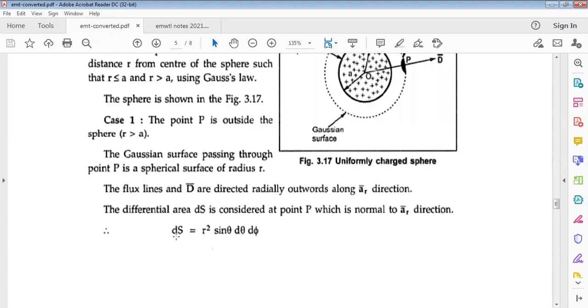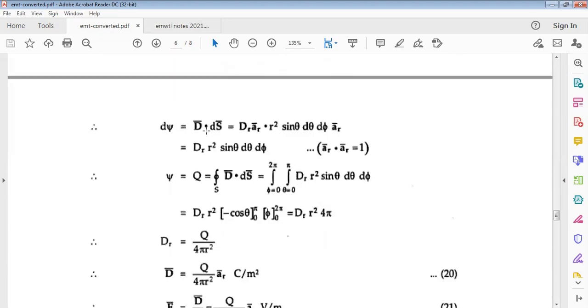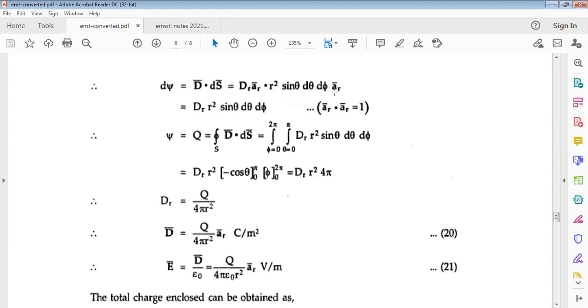When R is greater than A, the differential surface area normal to the R direction in the spherical coordinate system is R squared sine theta d theta d phi. Using Gauss law, d psi is equal to D bar dot dS bar. D bar we can consider as the Dr component in the R bar direction, R squared sine theta d theta d phi. R bar is equal to 1, and we have only the magnitude Dr R squared sine theta d theta d phi.